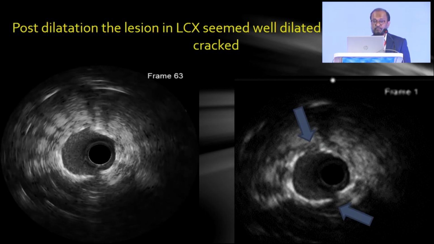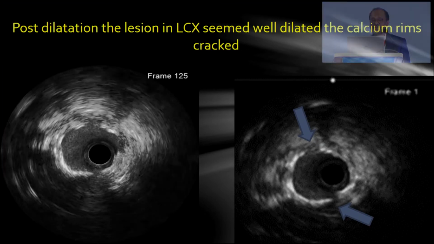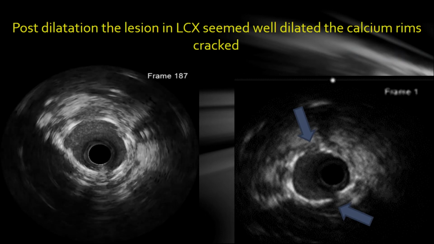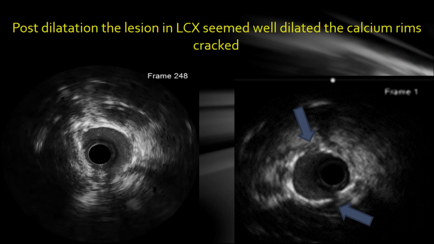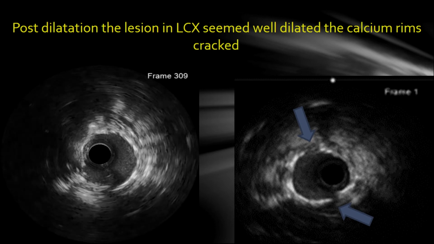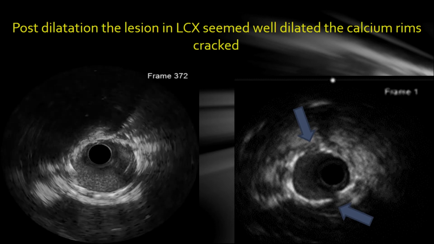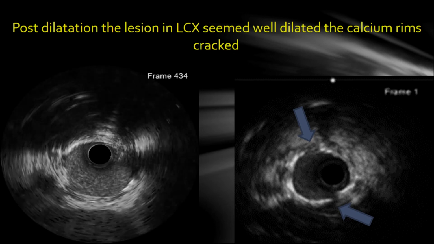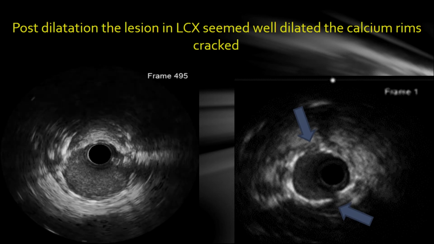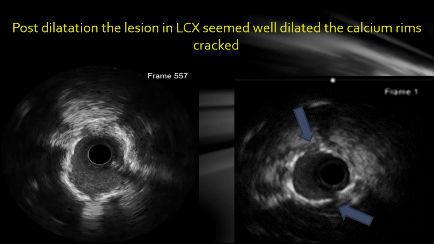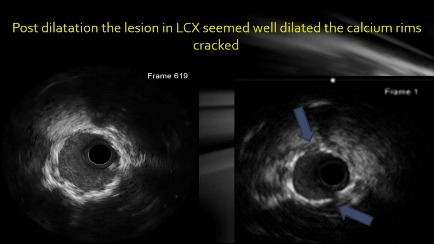So again we did post dilation IVUS. IVUS was done 3 times in the SARC and it seemed well dilated. The calcium rims were cracked. To have optimal stent expansion, you need to have 2 cracks in the calcium, especially on opposite sides. The arrow showed 2 cracks in the calcium. There is a gap.